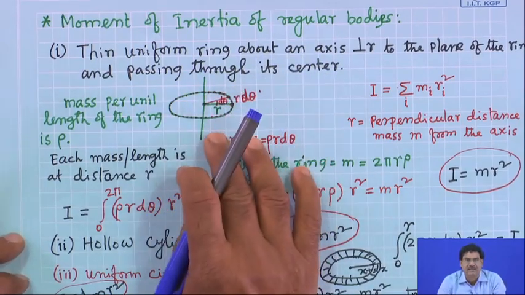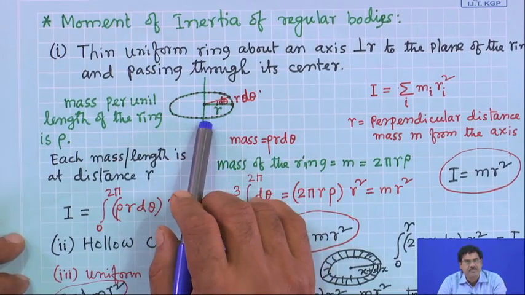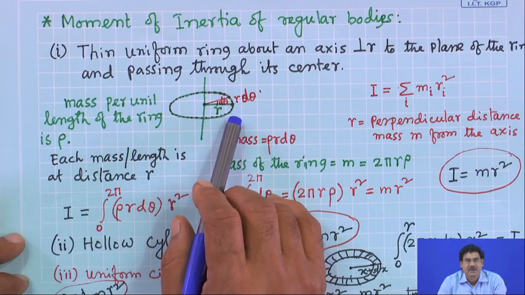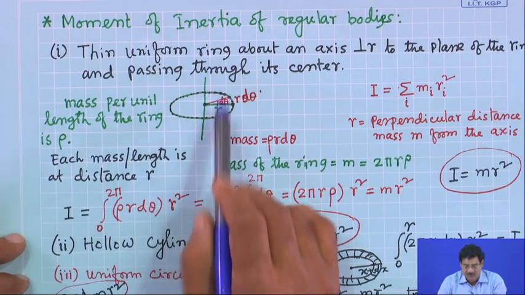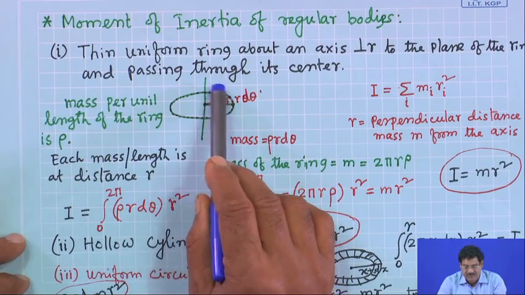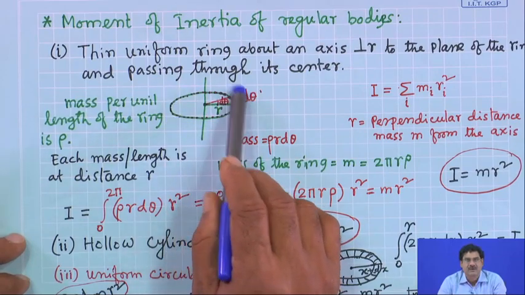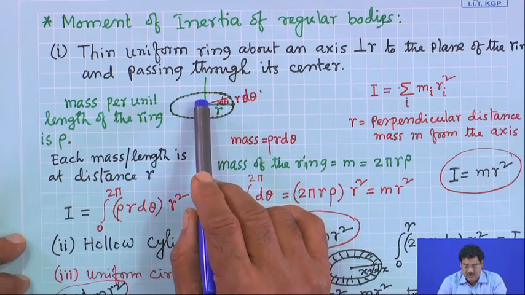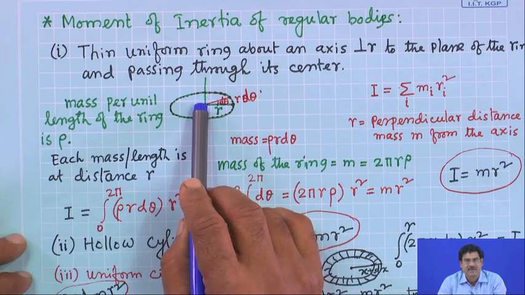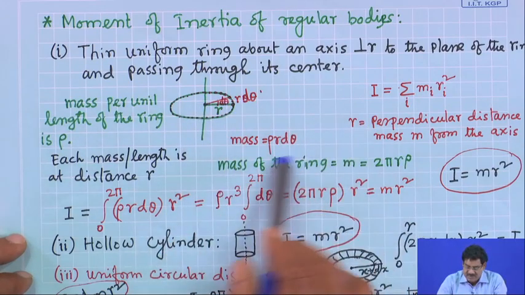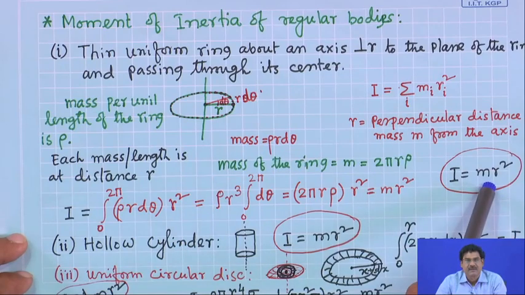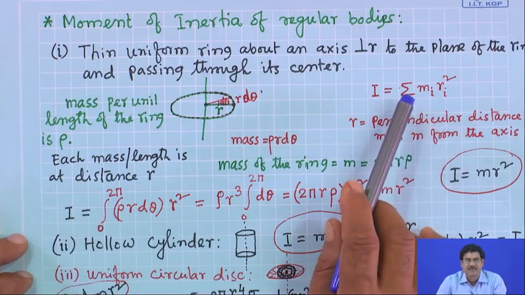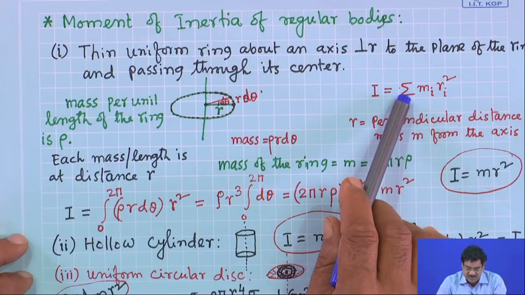So, directly one can tell if the mass of the ring is m, then its moment of inertia with respect to this axis will be m r square, because with respect to this axis the perpendicular distance of all masses is r. Here m is the mass of the ring. But you can calculate this from the basic definition of the moment of inertia.